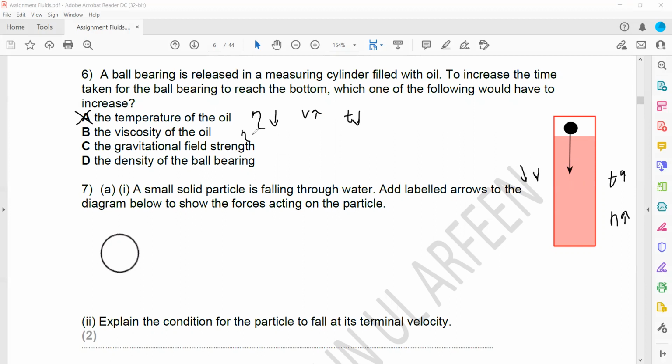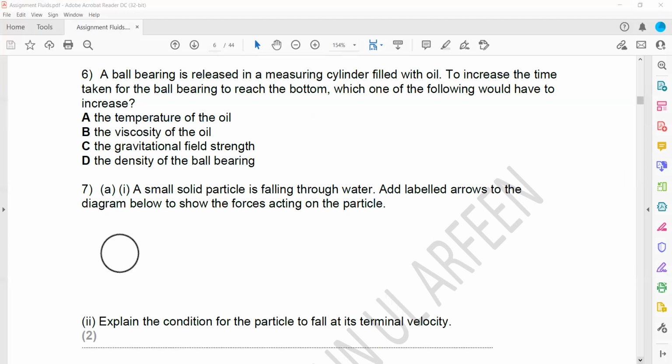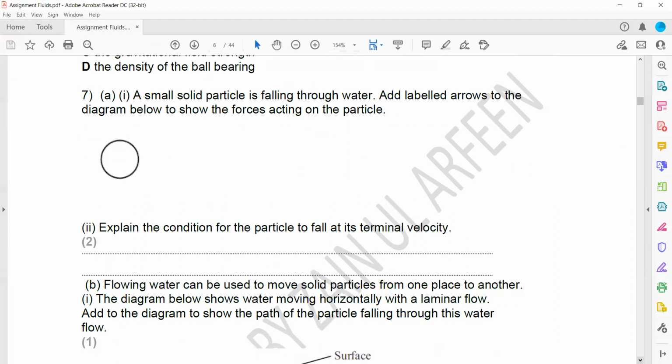Viscosity of the oil. If we increase the viscosity of the oil, the terminal velocity will decrease and the time it will take to fall will increase. That's why B is the right answer. Another question.